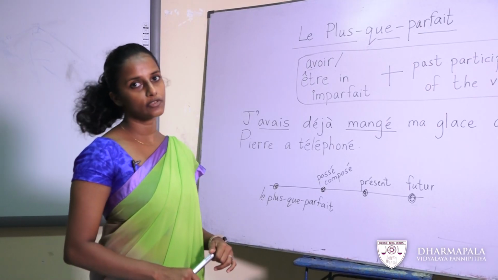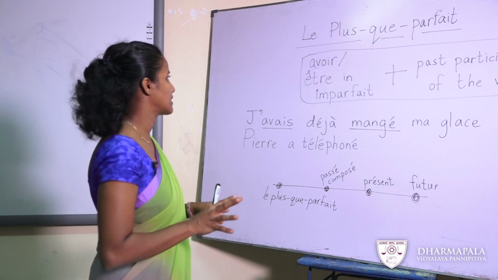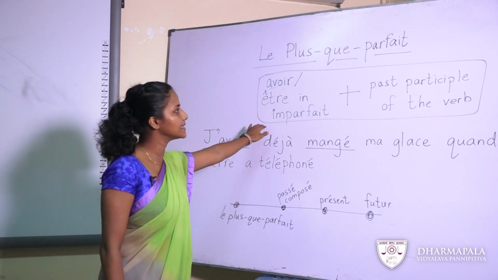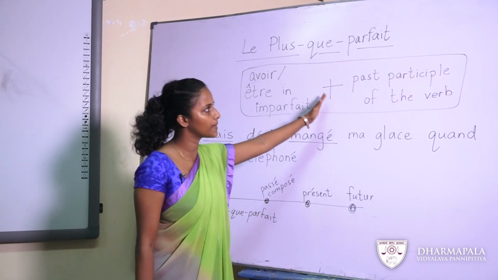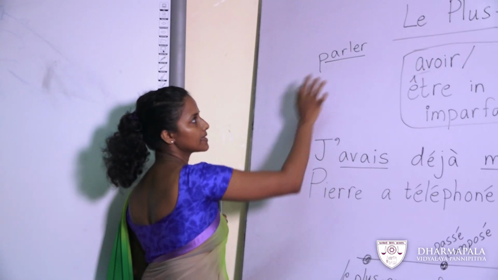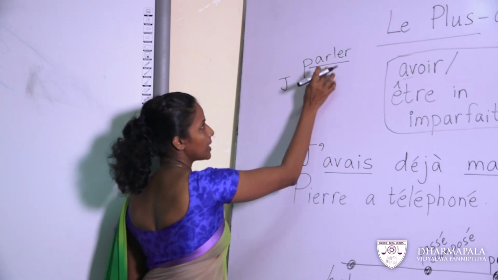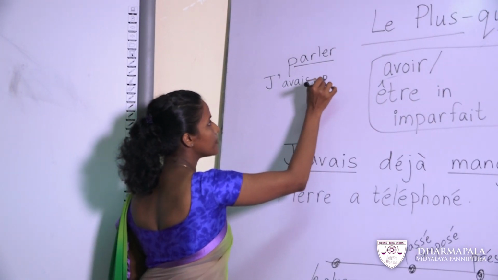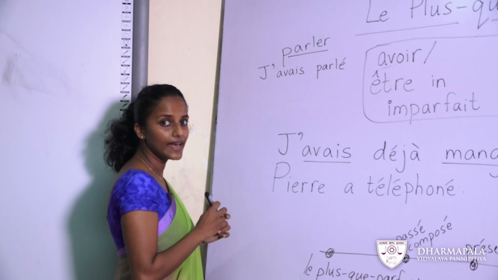Now we are going to learn le plus-que-parfait. This is had plus the past participle in English. Now, to form le plus-que-parfait in French, we have to take avoir or être in imparfait, which you have already learned, plus the past participle of the verb. For example, we can take parler as usual. Parler is an avoir verb, so we take avoir in imparfait and then the past participle, parlé. So, j'avais parlé is I had spoken.